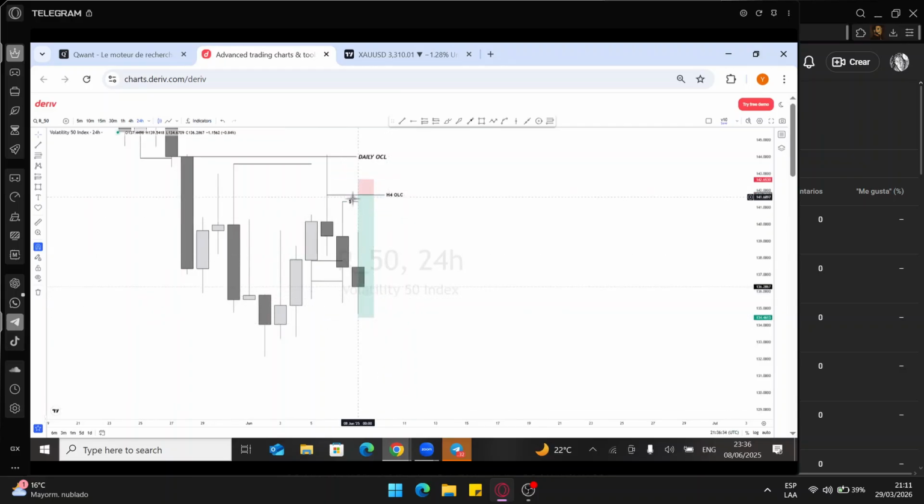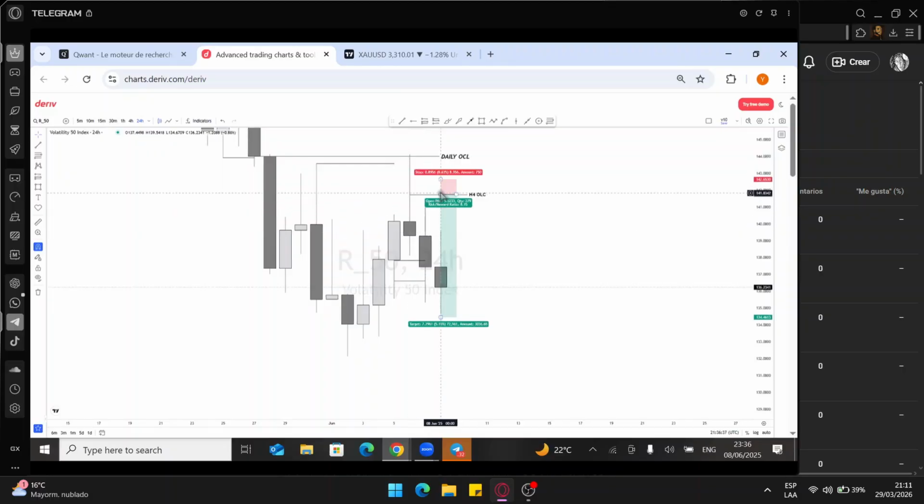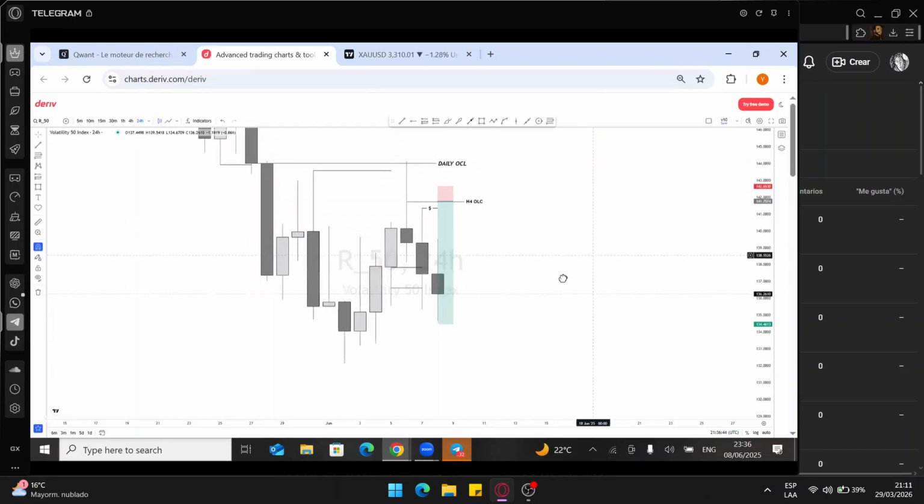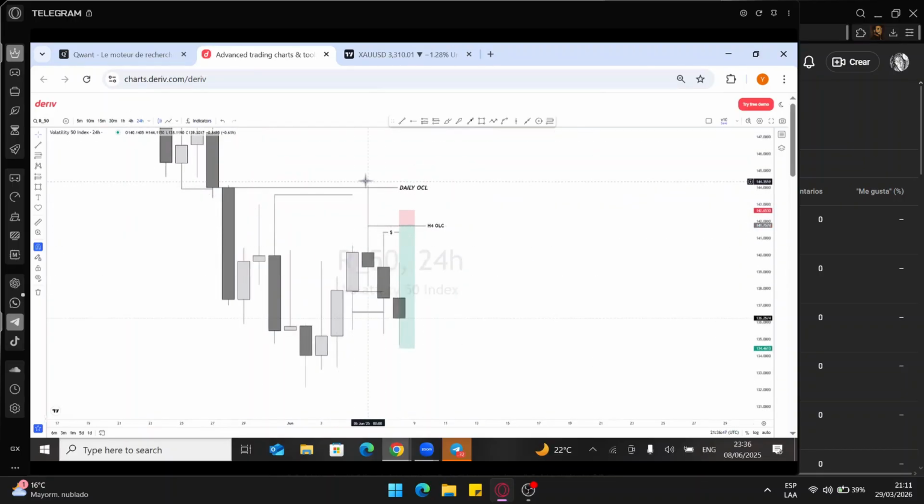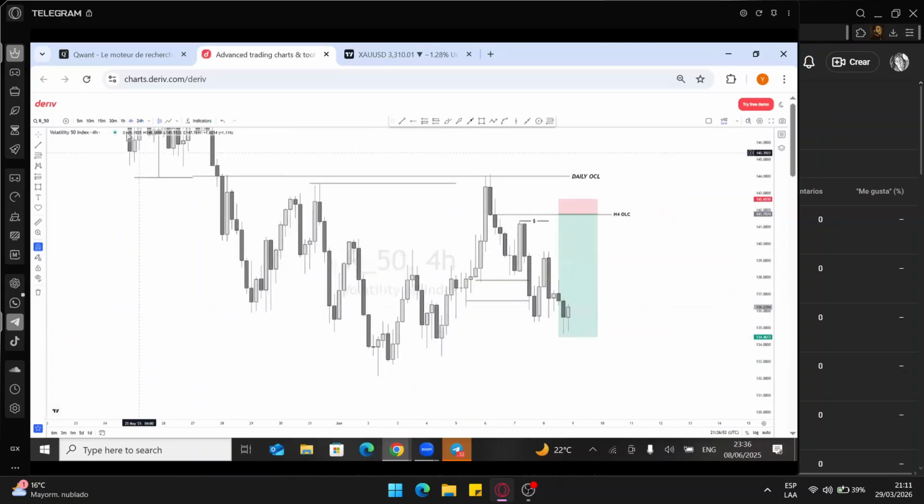Because I'm not expecting it to come back to this zone again. I gave this out yesterday, right? At this point, I don't think price is going to come back here. The trade has already played out. Because what I was actually looking for was price tapping into this key level, this open close level, H4, H1.